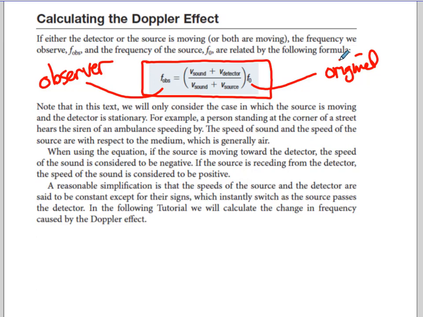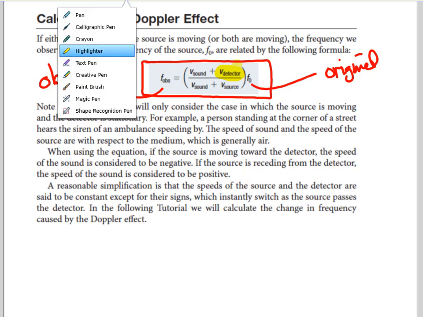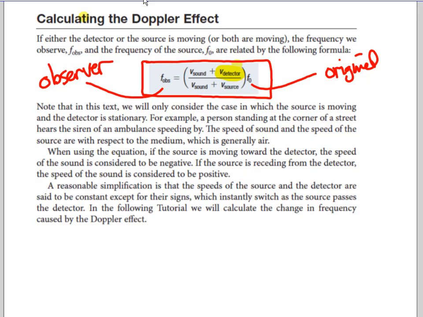Okay, and there's one other key piece. For grade 11, we keep the velocity of the detector stationary. So in this course, this value right here will always be 0. The velocity of the detector will be 0. In future courses, you might have that detector moving, and that changes a few things. But for what we're going to look at, that velocity of the detector will be considered to be 0.